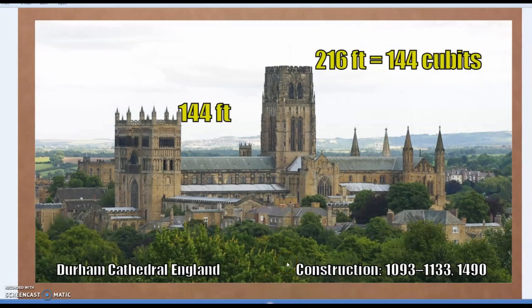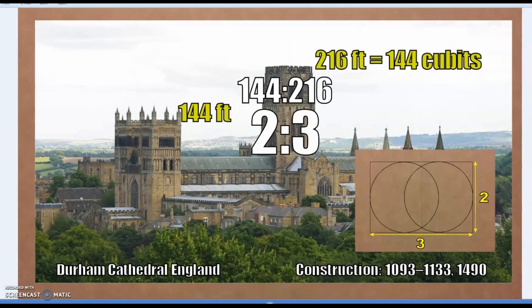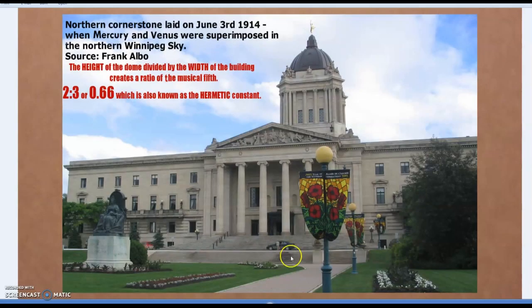Now let's start with Durham Cathedral, which has a tower 144 feet high, and the central tower, I'm not sure, there's probably a better name for that architecturally, but that's 216 feet or 144 cubits. 1.5 feet equals a cubit in most scales, not all of them, but that in itself will lead you to a 2 to 3 ratio. So 144 to 216 is a 2 to 3 ratio. You'll see this built into the sacred architecture across the world, still being used now, but quite an ancient tradition. Now that's just one example.